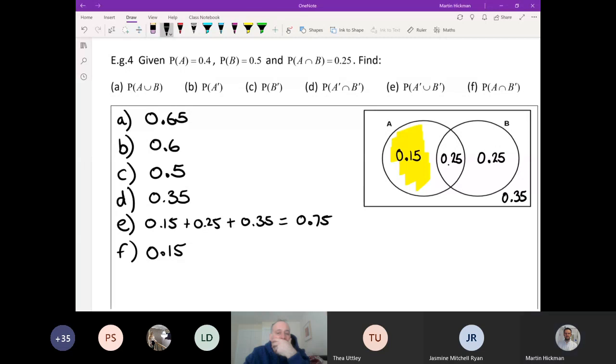So if you've got any questions, please post them in the chat. We're going to move on to the second part of this, which is to look at the multiplication formula now. But again, you do get this next formula in the formula booklet, so that is one good thing.